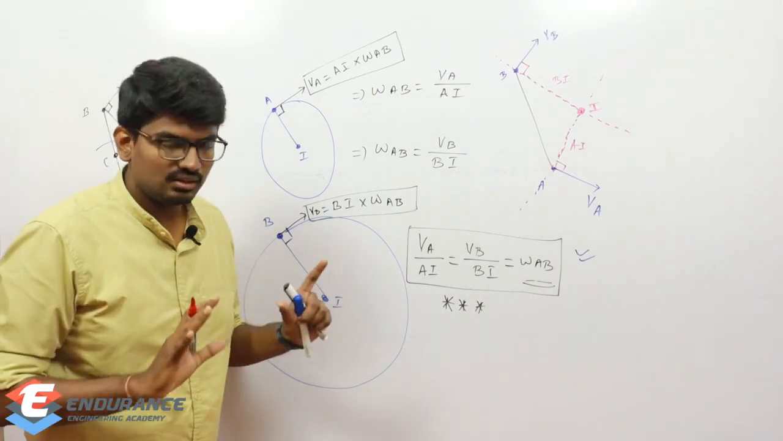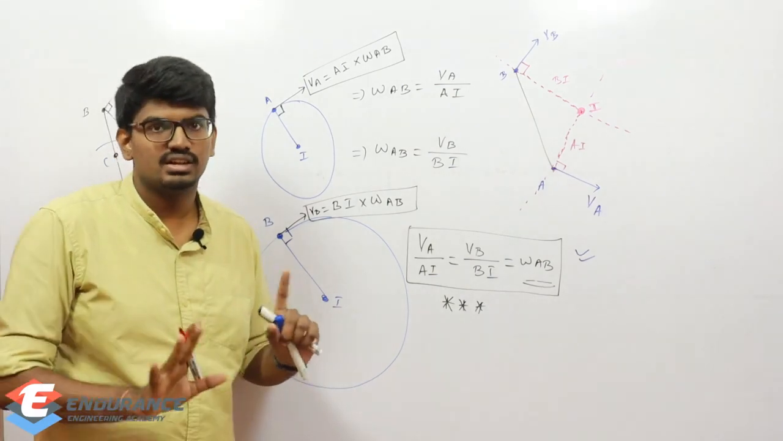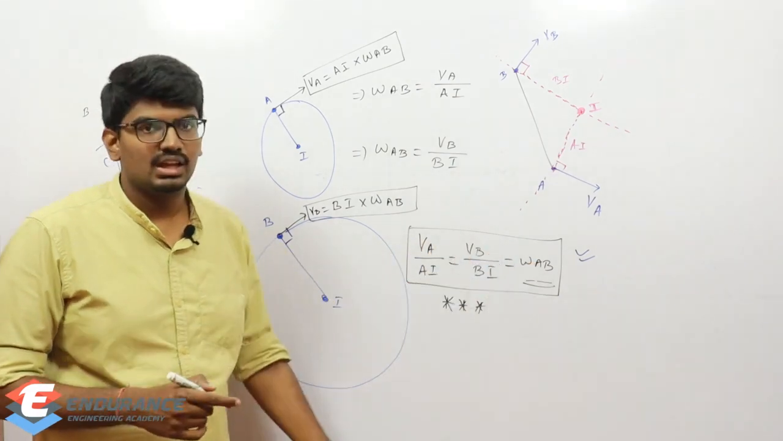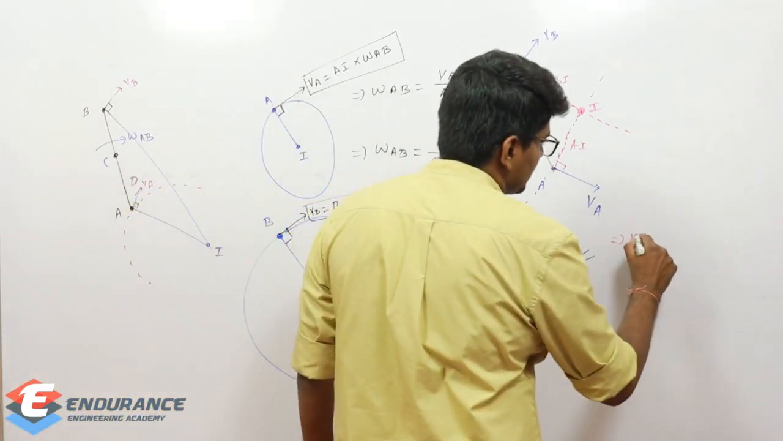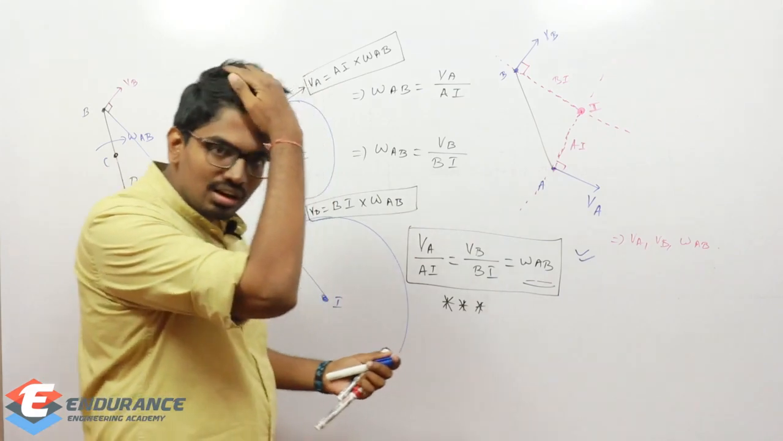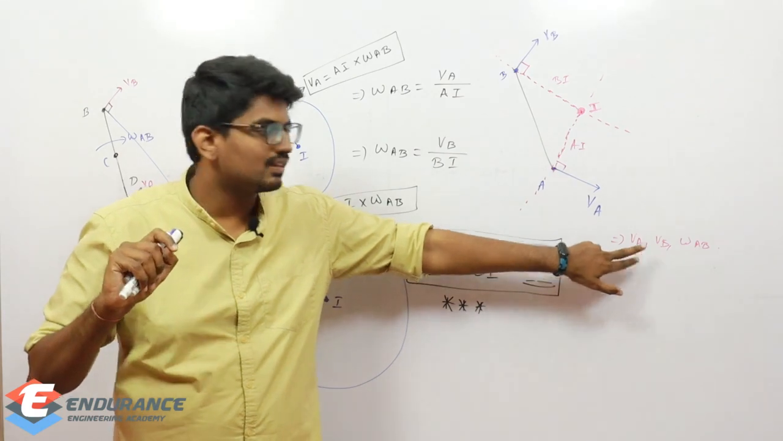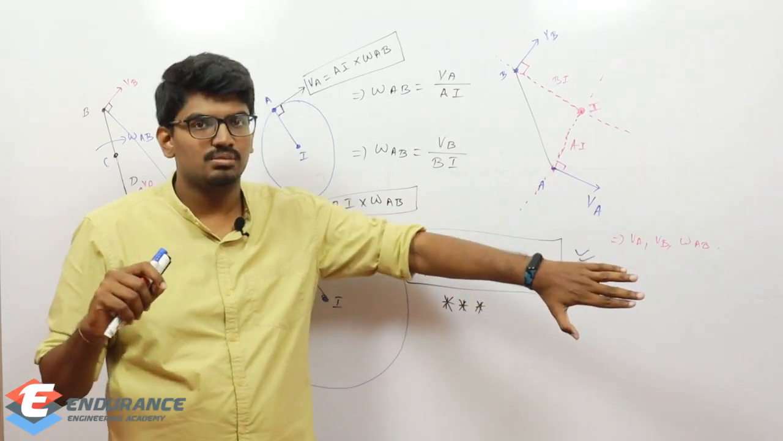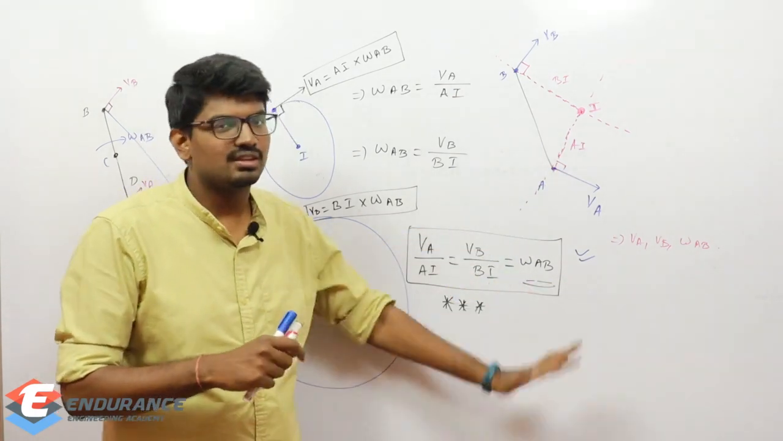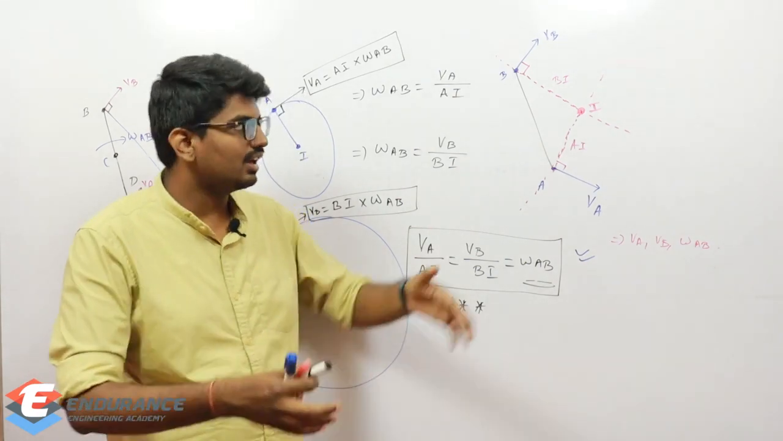Now, by geometry, you will be able to find AI and BI. By Pythagoras theorem, basic geometry and trigonometry, we can find AI and BI. The unknowns are VA, VB and omega AB. This is one possibility. They will give one value of velocity, for example VA, and they will ask you to find VB, or to find omega AB. If you are able to find AI and BI by geometry, I can simply use this formula and find it. Or else they will give some difficulty in finding I.